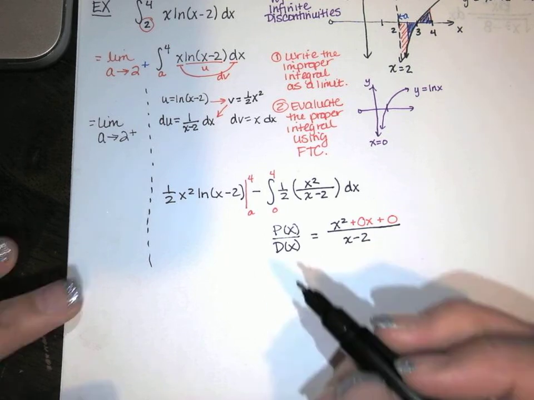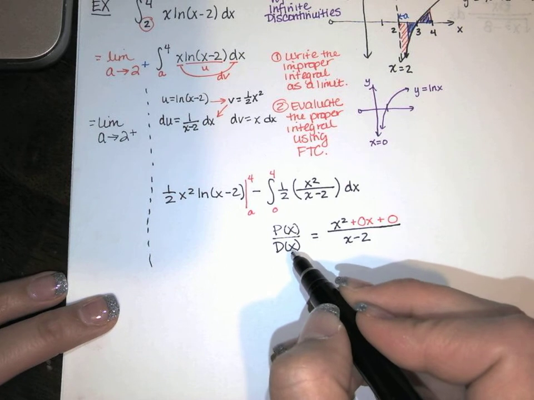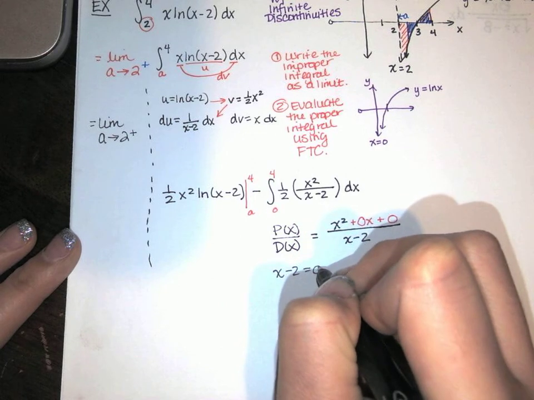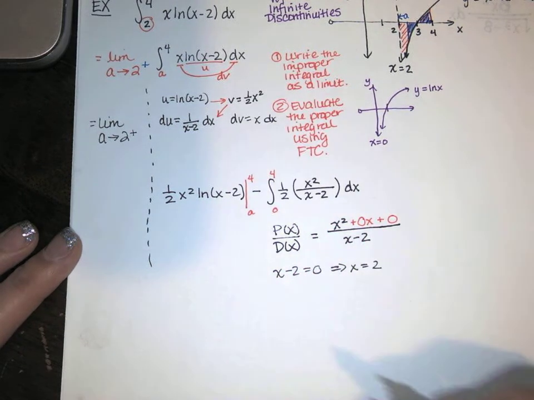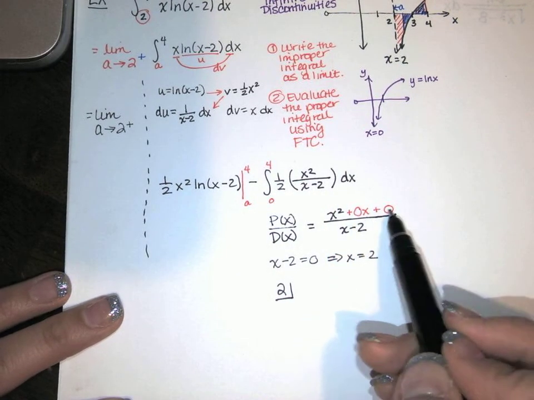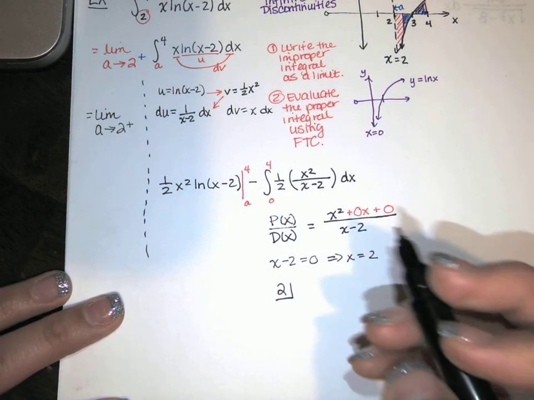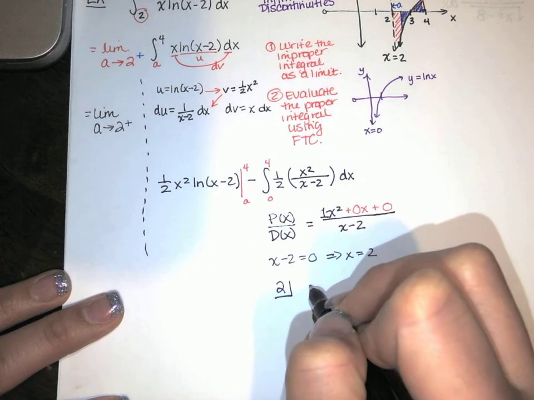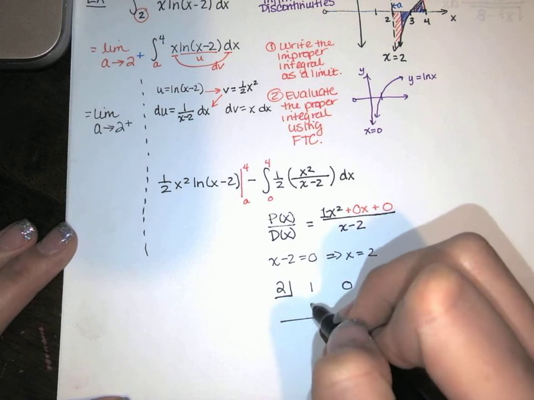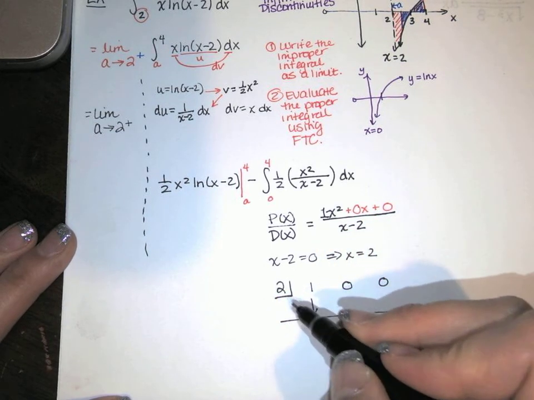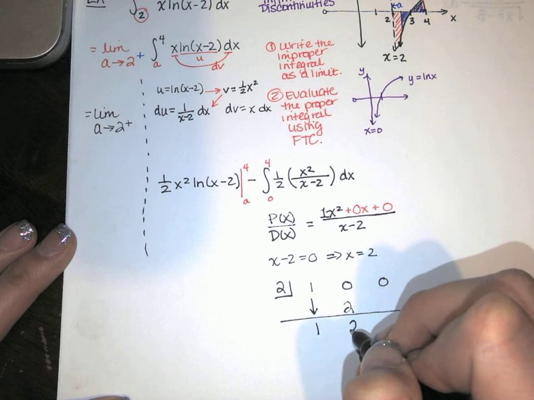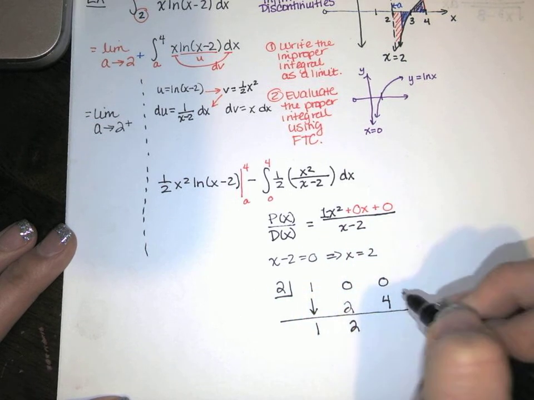Now when you do synthetic division, the first thing you do is you take the denominator and you set it equal to 0 and solve for x. So we get x equals 2. That goes in this little box over here. And then the coefficients of the numerator get listed to the right of that. So we've got an implied 1 there, a 0, and a 0. So then we bring down the 1. Then you multiply those two. I get 2. And then you add. And then you multiply. And you add.